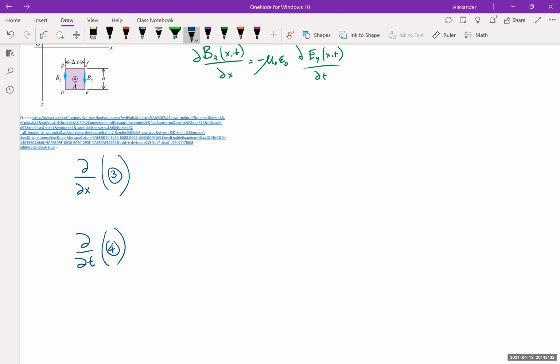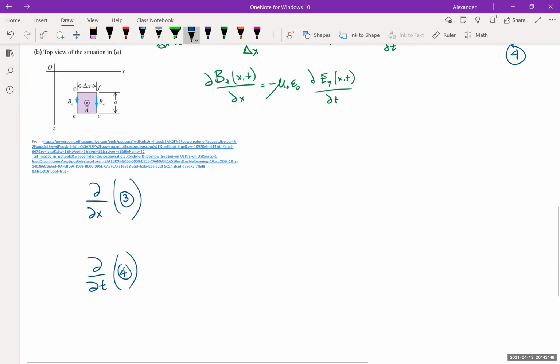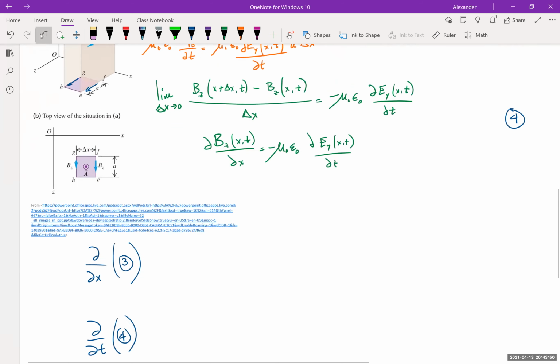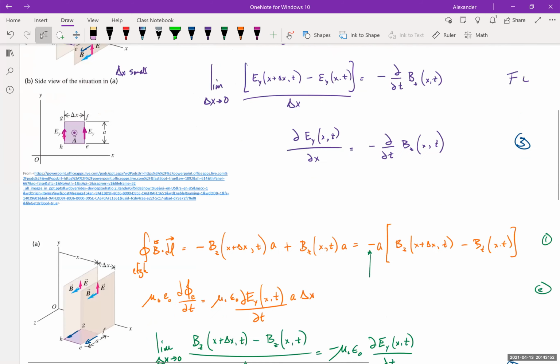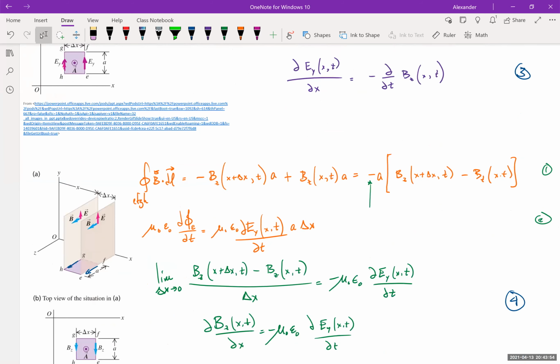Let's take the partial of equation 3 with respect to x and the partial of equation 4 with respect to time. As long as we do the same thing to both sides, we can do whatever we want. As long as it's not dividing by 0. Partial of equation 3 with respect to x gets us the second partial on the left-hand side, and the sort of mixed partial of the magnetic field.